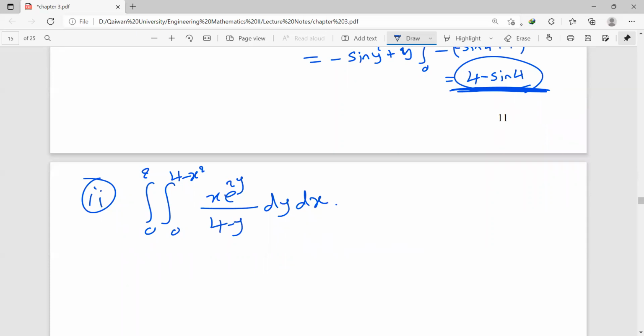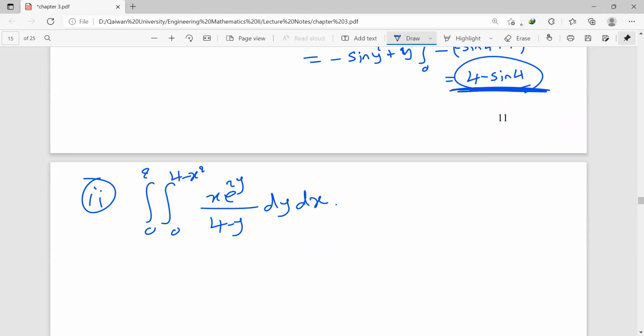What we do here: we cannot find this integration in this order. The first integration is with respect to y, and we cannot find the integration with respect to y here. So we are going to reverse the order of the integration. It's dy dx. We are going to change it to dx dy, and even we are asked to reverse the order. We change to dx dy, then we find it.